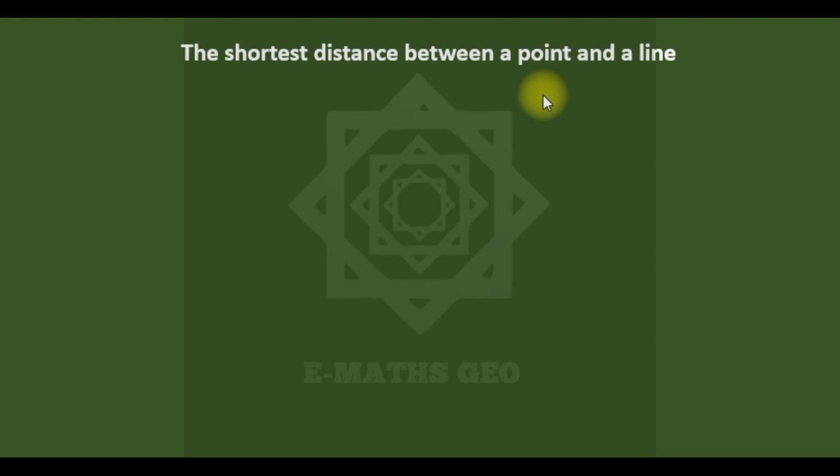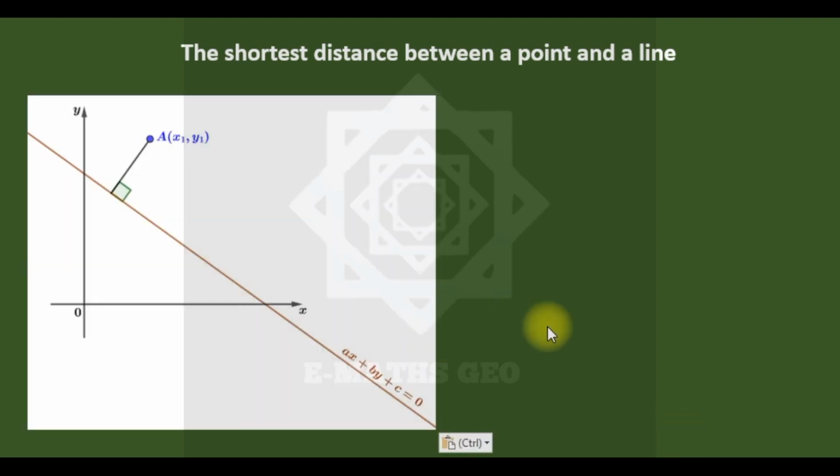So let's represent it with a diagram. So we'll have this diagram. As you can see, this is my point with coordinate x1, y1. This is my line with equation ax plus by plus c equal to 0. So we are going to use it to derive the formula, and I told you the shortest distance will be the perpendicular distance. That's why you are seeing this 90 degree.